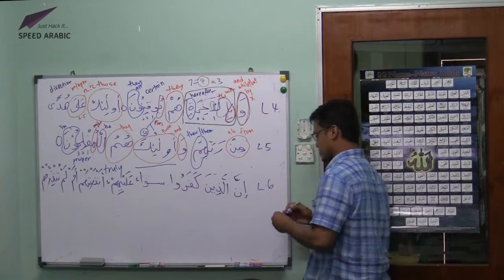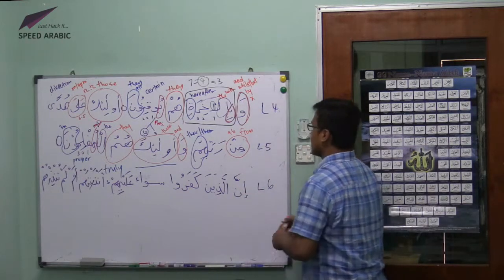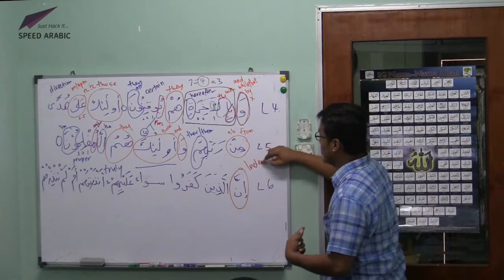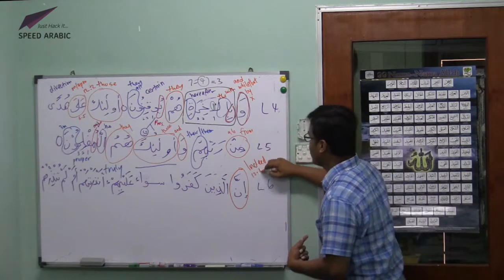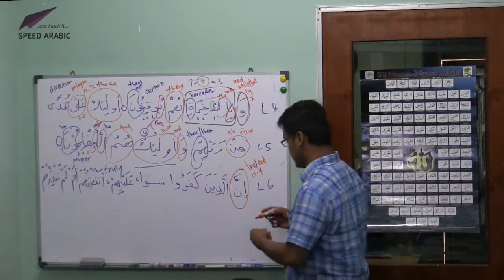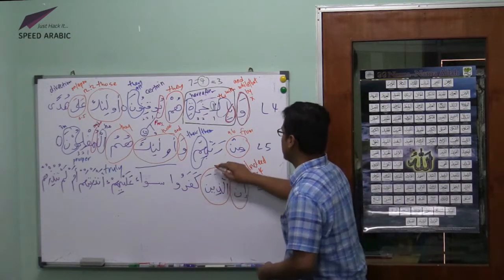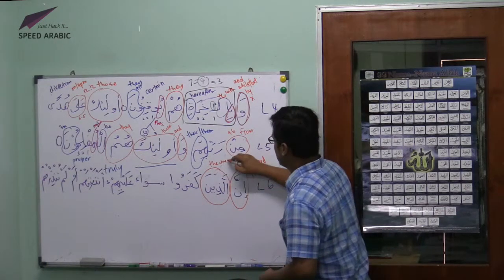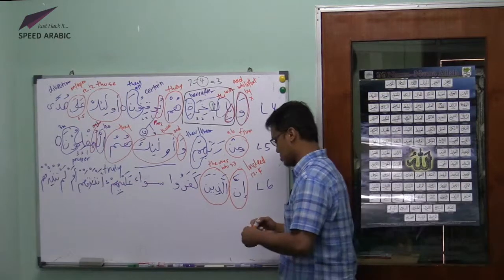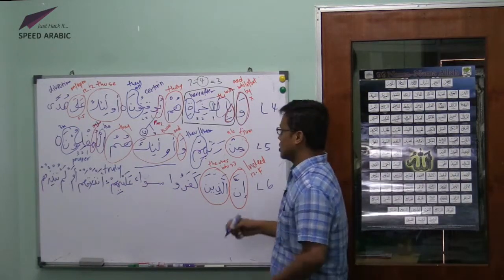Okay, the first one is Inna, which means indeed. It's yellow. What number is it? 12.4. Correct? Okay. Alladhina, the ones who. 3.3. Kafaru, this is 2.9. Okay, hack that.